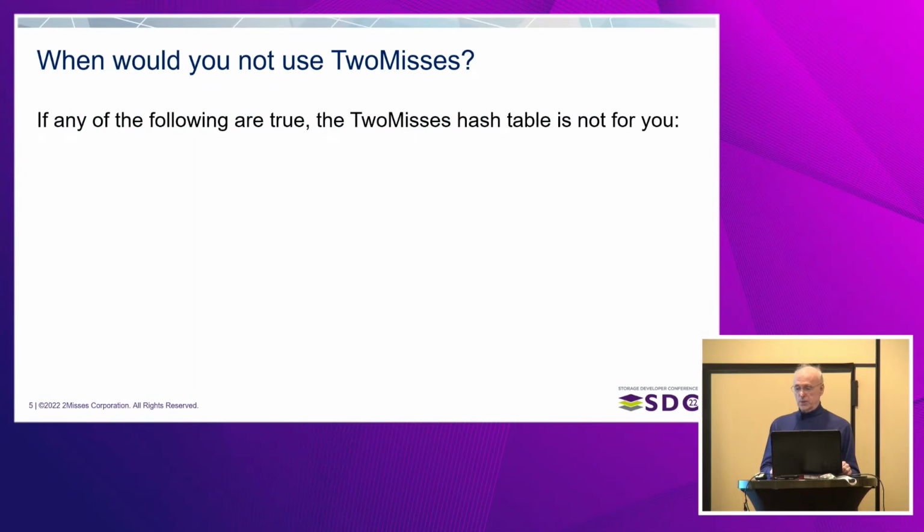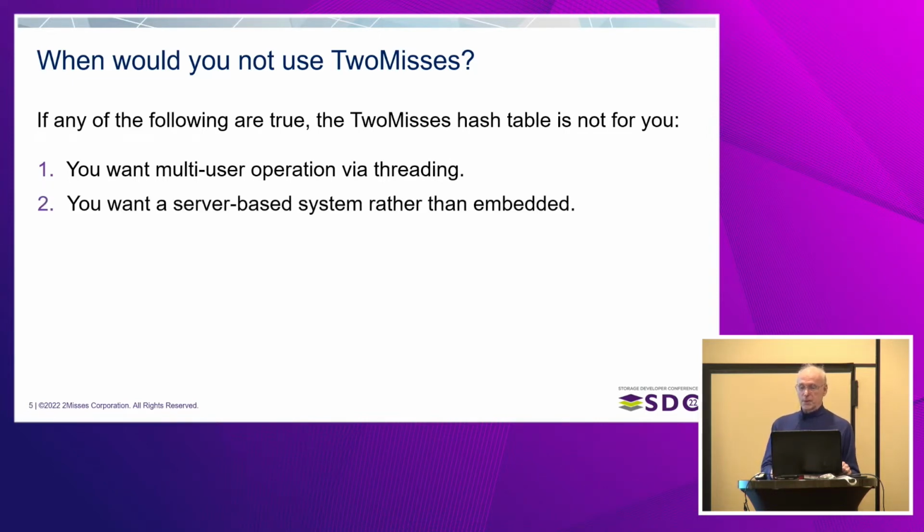But you wouldn't use it if any of the following are true. You want multi-user operation via threading, and I'll describe why that doesn't work in this case. You want a server-based system rather than embedded, or you want an open source solution. The 2misses hash table is proprietary code.